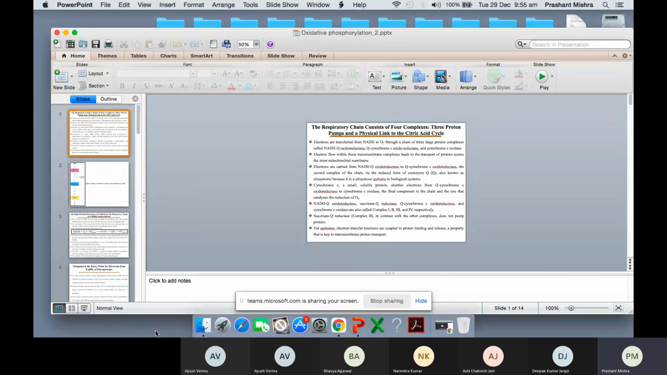With this, I'm through with the citric acid cycle as well as the electron transport mechanism and ATP synthesis. Okay, so anything you want to ask? Any step, any question?